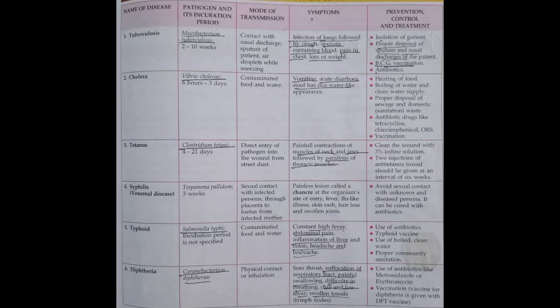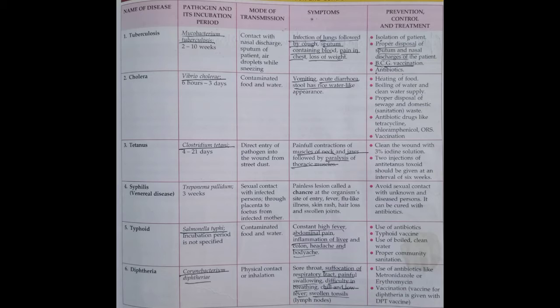Okay, next, what are the symptoms? It is an infectious disease, it infects the lungs, followed by cough, sputum containing blood in many cases, and there is pain in the chest, and loss of weight is also there, the body loses a lot of weight. The person having tuberculosis has a lot of cough, and there are signs of chest pain and other things, right?